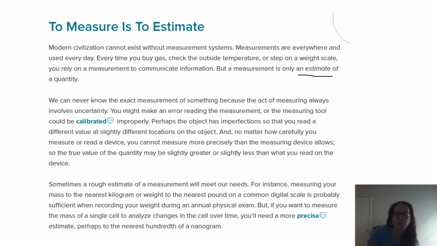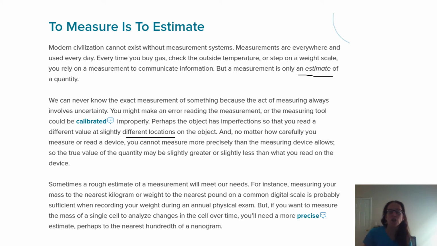Perhaps the object has imperfections so that you read a different value at slightly different locations on the object. This would be if you were measuring something like a wire. In fact, the PLTW version of this activity has you measuring a wire. And if you measure the diameter of a wire, so you're measuring basically the thickness of it, at different locations, if the wire has imperfections, you could actually get different measurements for the diameter at different places on the object. And no matter how carefully you measure or read a device, you cannot measure more precisely than the measuring device allows. So the true value of the quantity might be slightly greater or slightly less than what you read on the device.